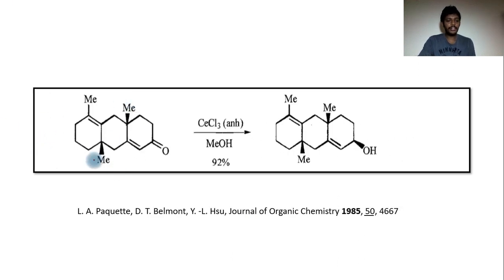Let's see this example. This is the starting material of this reaction. Here the alpha beta unsaturated ketone is present over here. We are adding anhydrous CeCl3 in the presence of methanol. This ketone is converted to alcohol. This is taken from the Journal of Organic Chemistry. Here the alpha beta unsaturated ketone is converted to alcohol in the presence of Luche reagent.